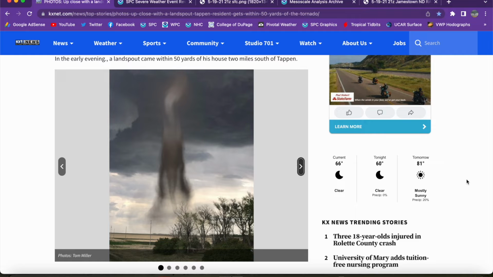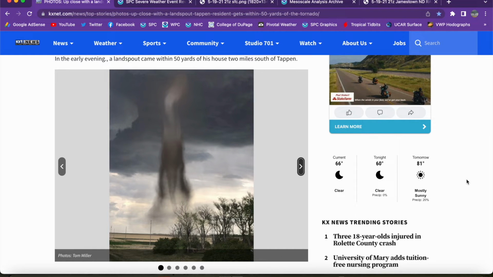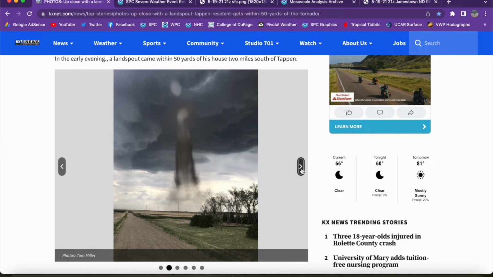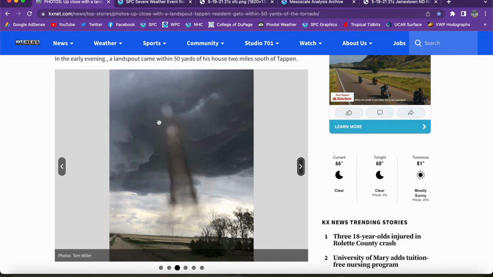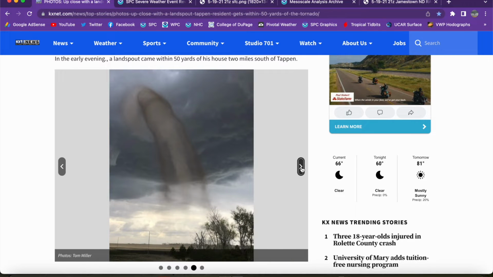The first case we're going to look into is a landspout tornado that occurred near the town of Tappen, North Dakota on May 19th, 2021. This was a very photogenic landspout, as you can see from a local resident's photos here. Very beautiful landspout. It even had that little nub funnel at cloud base with a dirt column that extended almost all the way up to the cloud base, and even had an interior funnel there for some time. So just a very beautiful, pretty textbook landspout near the town of Tappen, North Dakota.